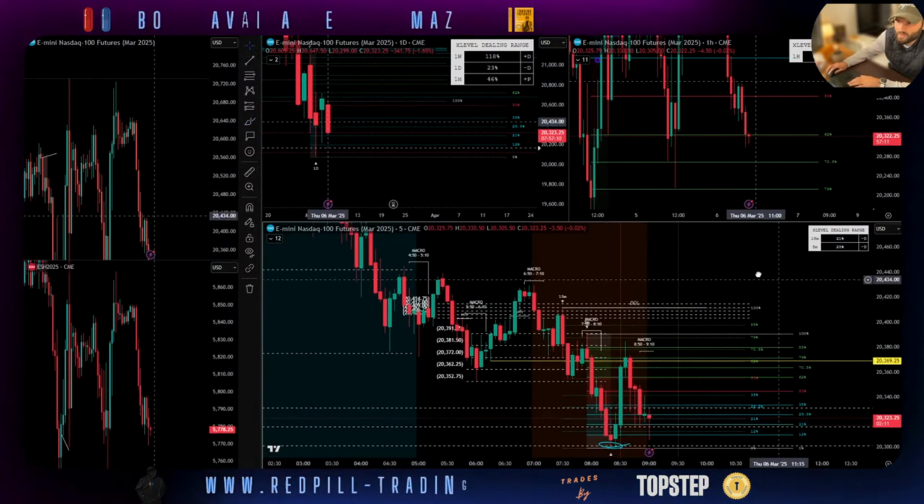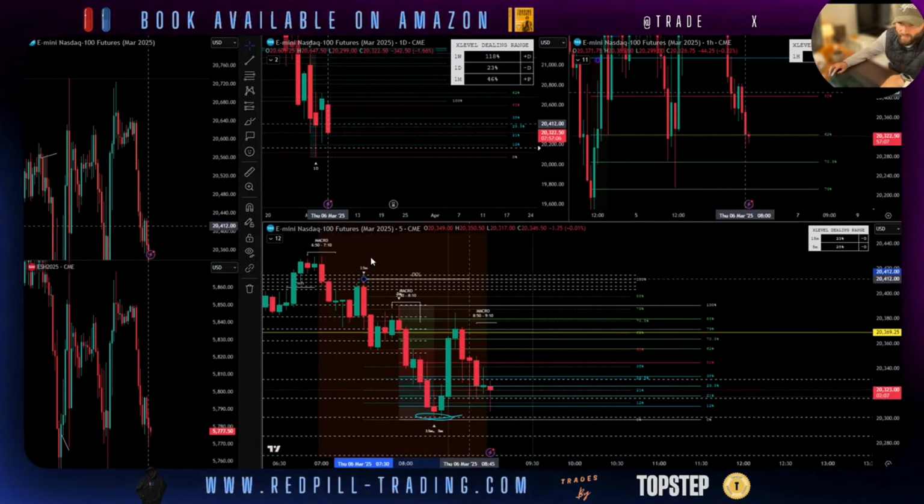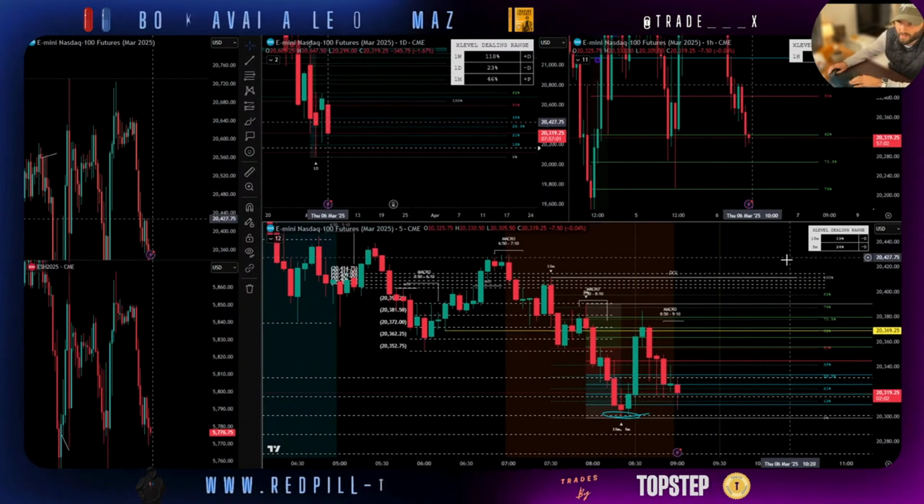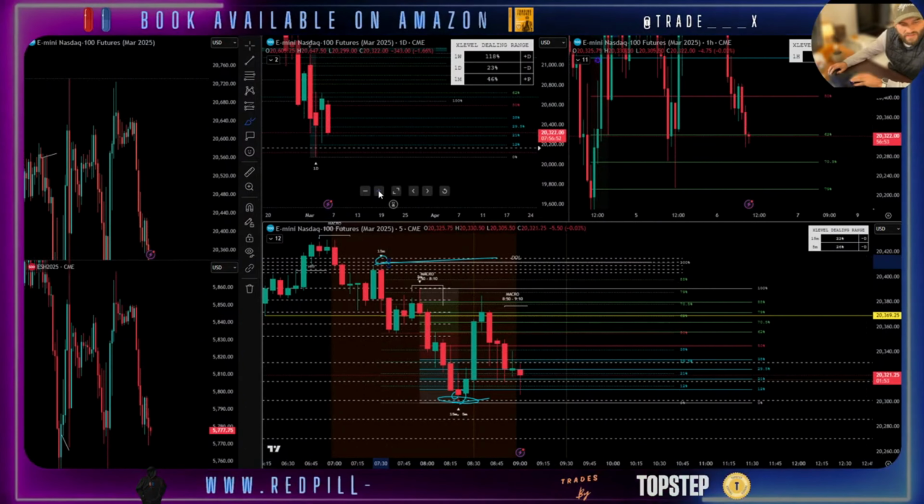Now, the final part of your H1 to M5 model is your DOL. Your DOL is always the 15-minute high. If you're going to trade the H1 to M5 model, it is always your 15-minute high every single time. You've now got your entry, and you've got your final TP above your 15-minute high. That's the H1 to M5 model.